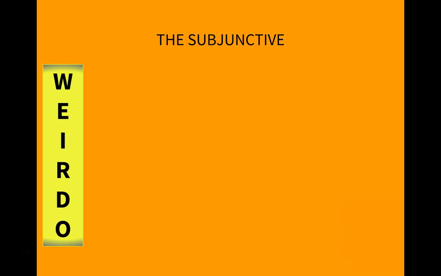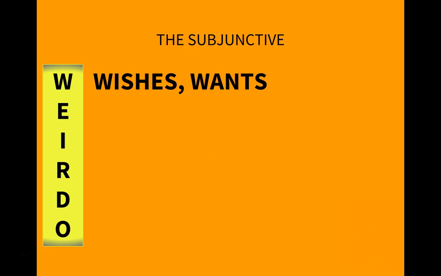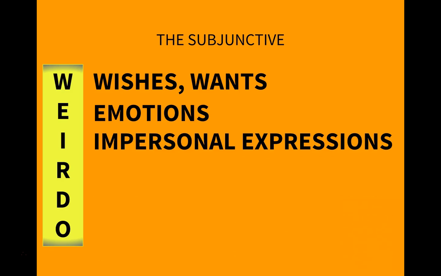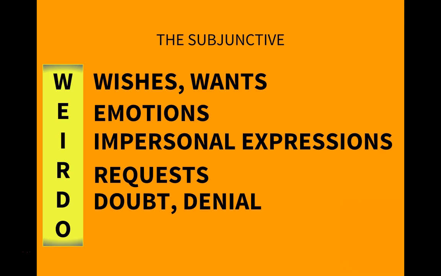So what's in the independent clause to influence? Well, some teachers use the trick of weirdo to remember things. If somebody in the independent clause wishes or wants something, if there's emotion in the independent clause, if there's an impersonal expression, if there's a request, or if there's doubt or denial, these all require the subjunctive in the dependent clause. And there's a phrase in Spanish, ojalá que, which means I wish that, or God willing. This is also going to fall in the wishes, wants, requests categories.